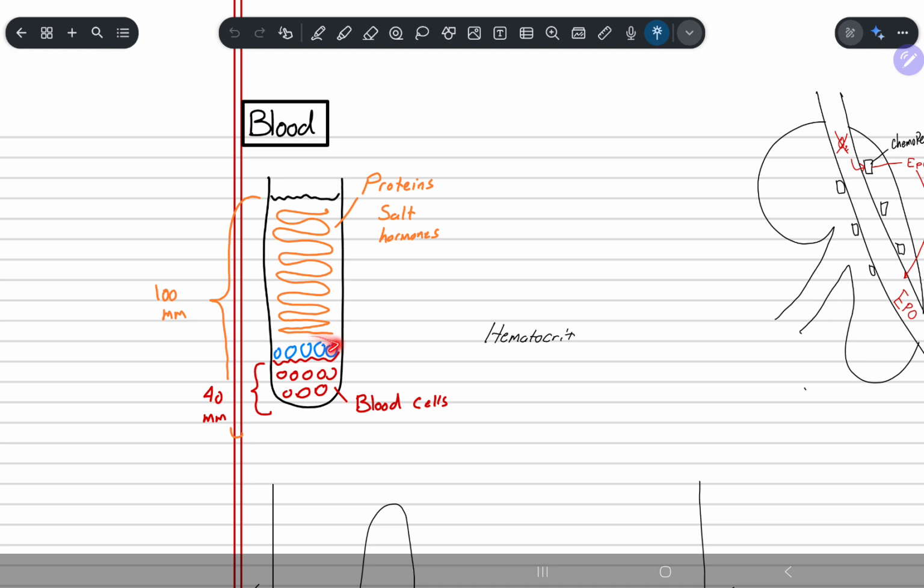And then we have our buffy layer here, and this is called the buffy coat or buffy layer, and this is where the white blood cells and platelets are separated out too. And then down here, we have the red blood cells, which is all of our red blood cells, and makes about 45% of our total volume.